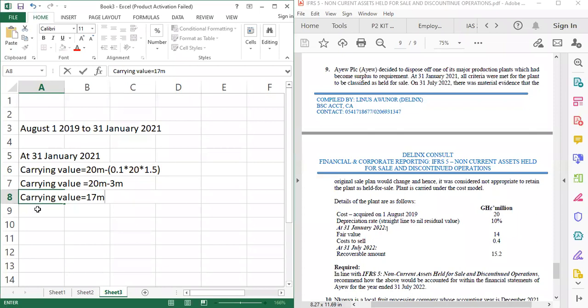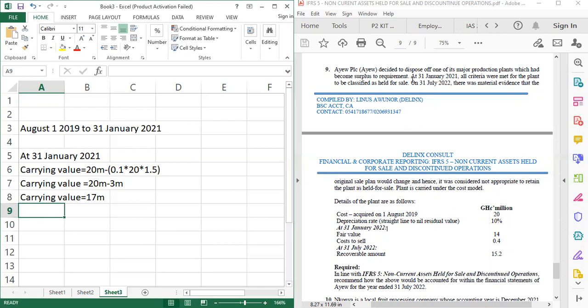Okay. But we are not given what? The net realizable value. So the assumption is that the carrying value is the same as the net realizable value. So we carry the asset at what? The 17 million. We classify the asset as 17 million. Okay.